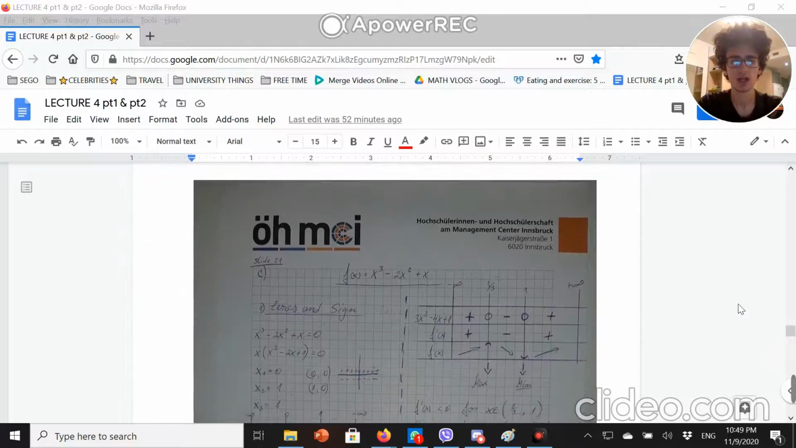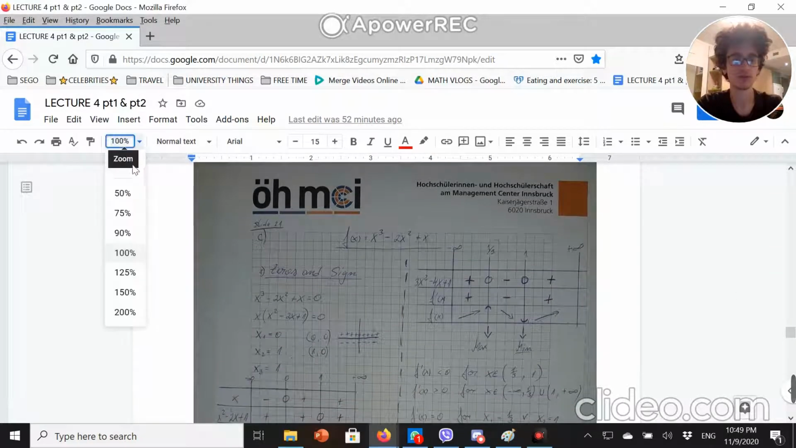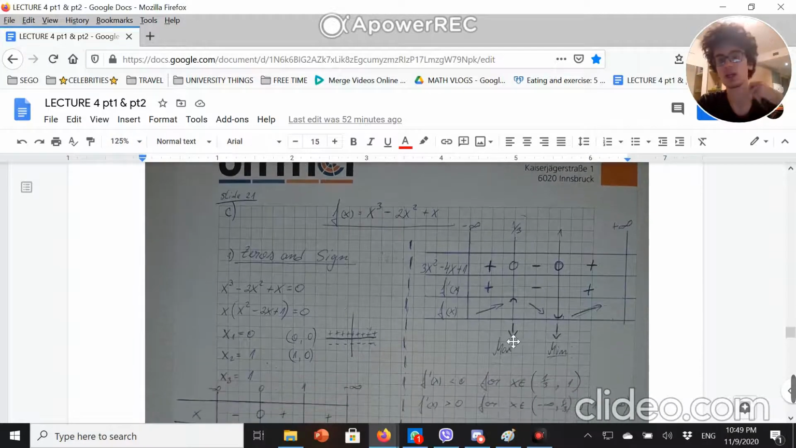So I draw everything so that you guys can kind of see my point, and I hope that you can read it. So for my function, I chose the function from slide 21, function c. It's f of x equals x to the power of 3 minus 2x to the power of 2 plus x. So the first thing that we need to find using my way in analyzing graphs will be zeros and sign.